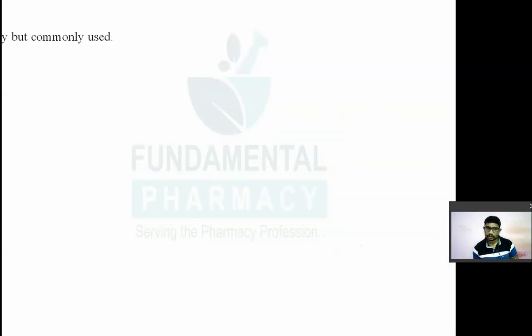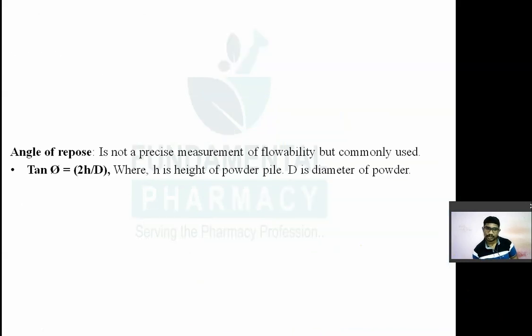Now the next one is the angle of repose. What is the angle of repose? It has a formula: tan theta is equal to 2h divided by d, where h is the height and d is the diameter.